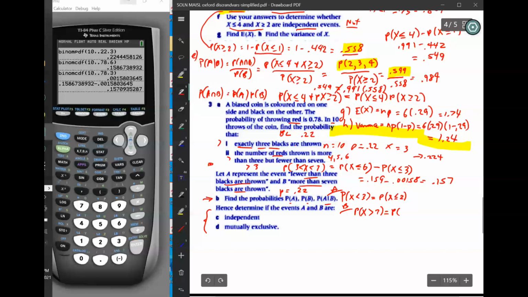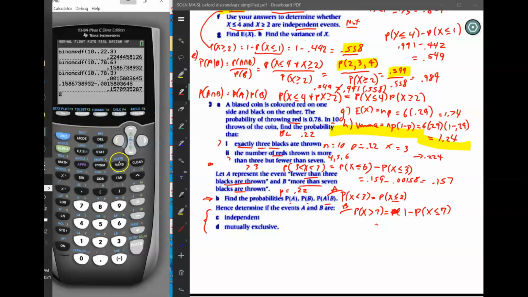Okay, there's a problem. It's 1 minus the probability that x is less than or equal to something. x greater than 7 means 8, 9, 10. So if we want to get rid of the 0 through 7, we need to do x less than or equal to 7 for what we subtract out. So what is the probability that x is less than or equal to 7? What is the probability that x is less than or equal to 2? Let's calculate those on the calculator.